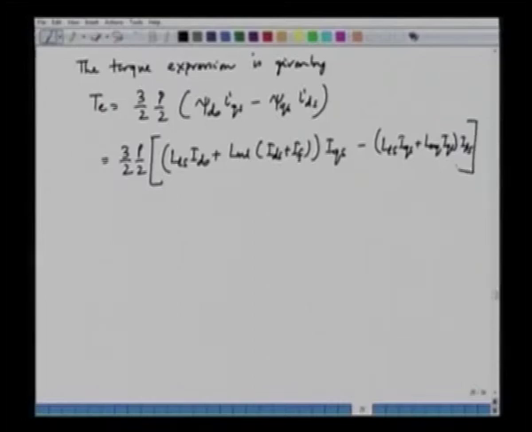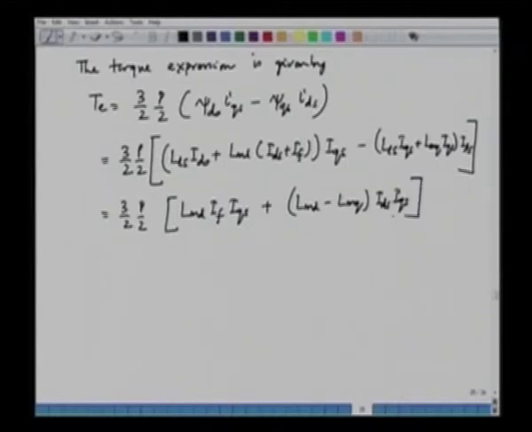So, this is the expression for the torque, and this can also be simplified. If we simplify that, the leakage components will be cancelled in this case. So, what we have finally is the following: 3 by 2 and P by 2, we have here LMD, IF, IQS, plus we have (LMD minus LMQ) into IDS, IQS. So, this is in terms of inductances. LMD and LMQ are the D axis magnetizing inductance and the Q axis magnetizing inductance respectively.